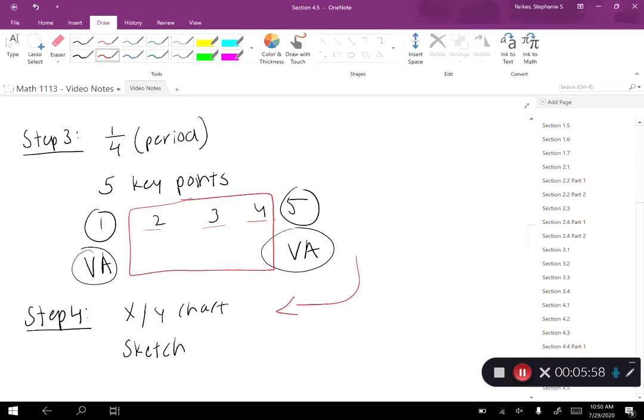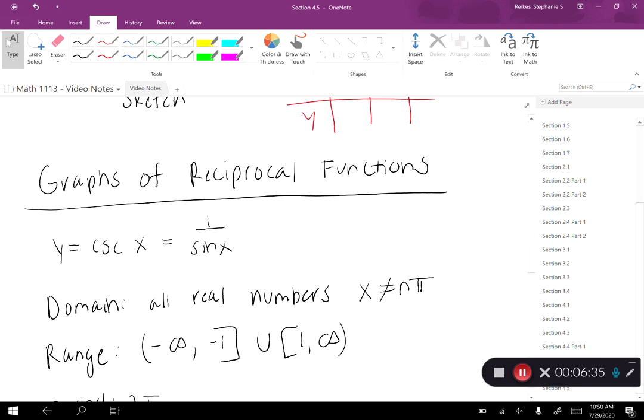You can do the calculation for key point 1 and 5, but you'll get undefined, meaning you'll have a vertical asymptote. So your XY chart, again, is only going to have 3 x values and 3 y values that I'll require you to show me. And then, of course, you're going to sketch in step 4. In the next video, I'll go through a full example of graphing a tangent function. Next, though, I want to take a look at the graphs of the reciprocal functions.